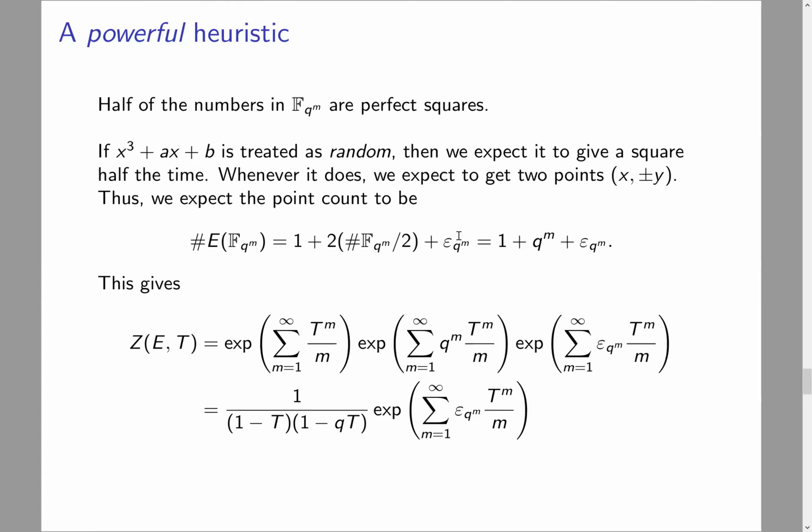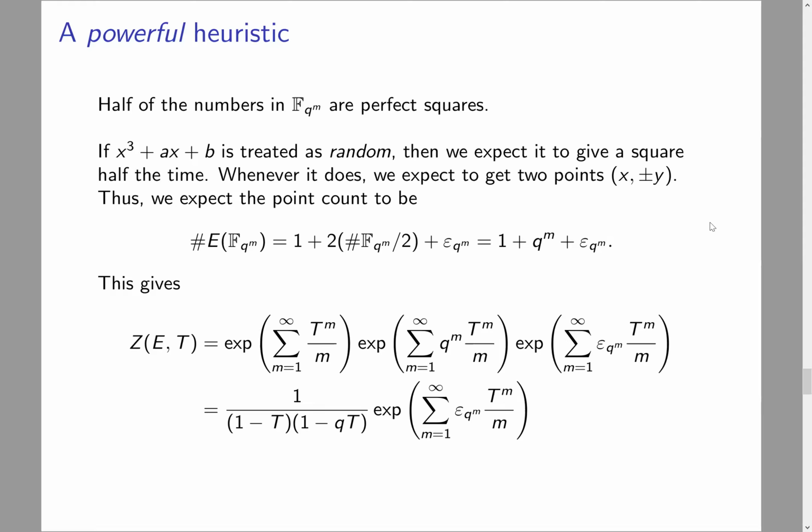So how many q to the m points are there? There's 1 plus q to the m over 2 times 2, plus epsilon q to the m. And you can actually deal with the 0 issue. Really I should be subtracting 1 here because of the 0. If I did get 0, then there is actually only 1 point corresponding to 0, because if x cubed plus ax plus b is 0, then you don't get a plus or minus y. y just has to be 0. So really there should be q to the m minus 1 over 2 times 2, and then plus another 1 out here. But whatever, you get the same thing: 1 plus q to the m plus some error term.